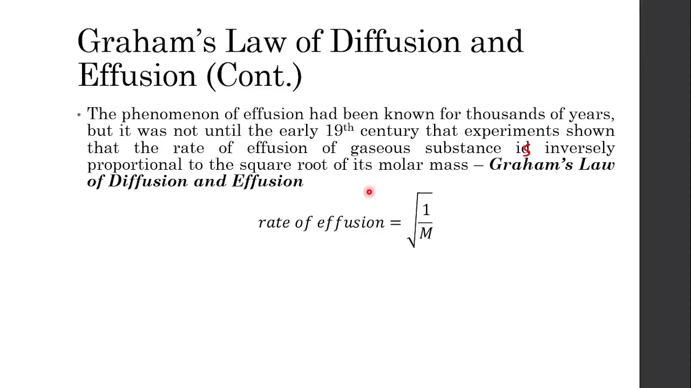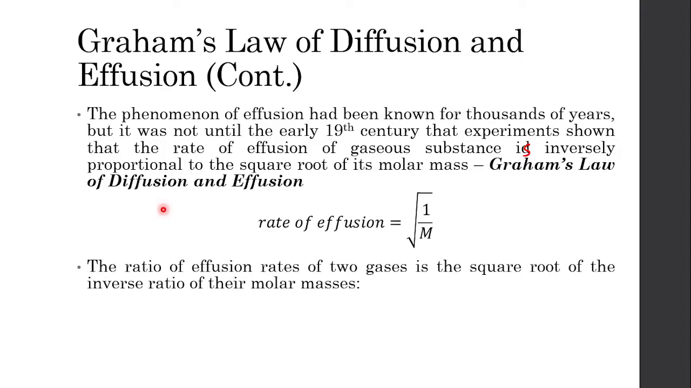What do we mean by that? Basically, how fast a gas diffuses is equal to the square root of 1 over the molar mass of the gas. That is what we call Graham's law of diffusion and effusion.